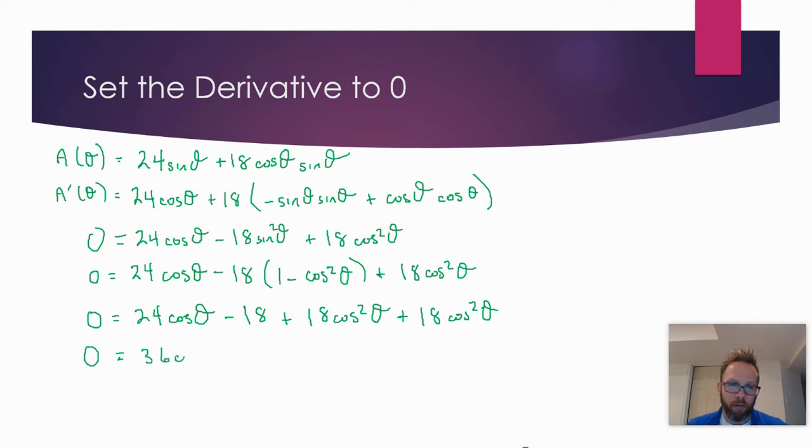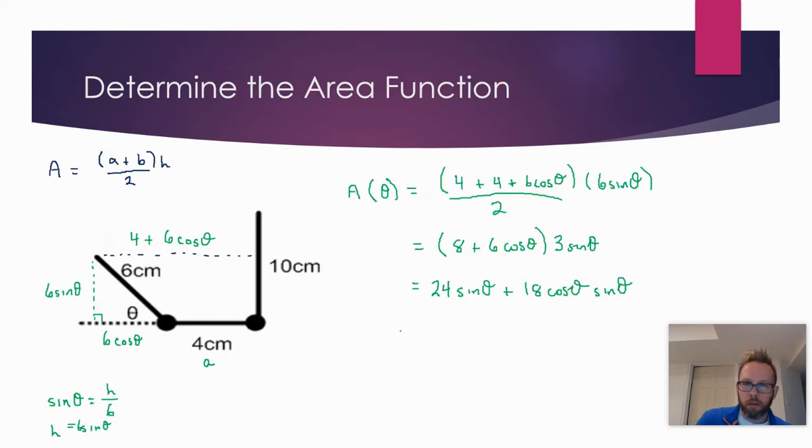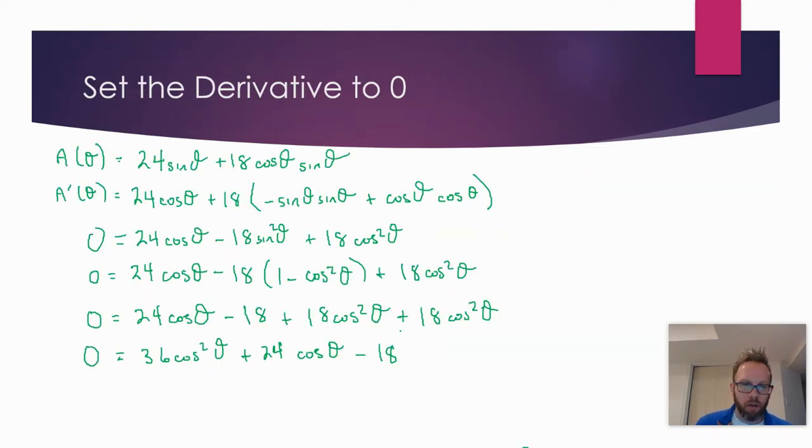So 36 cosine squared theta plus 24 cosine theta minus 18. All right. Just double checking there. Looks like we're good to go. All right. So at this point, you guys can use the skills that we reviewed together earlier on. We are now going to solve that equation.